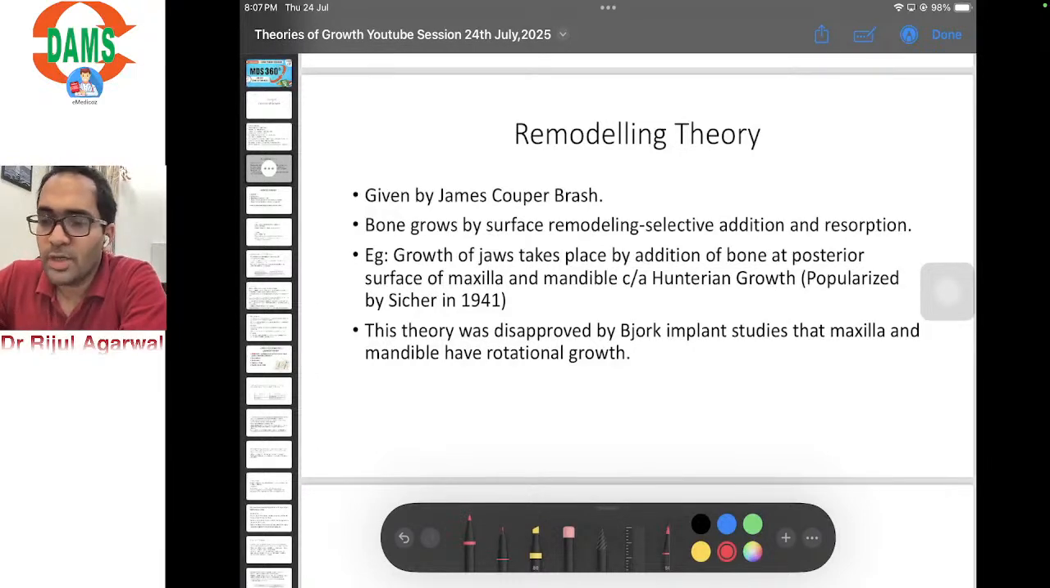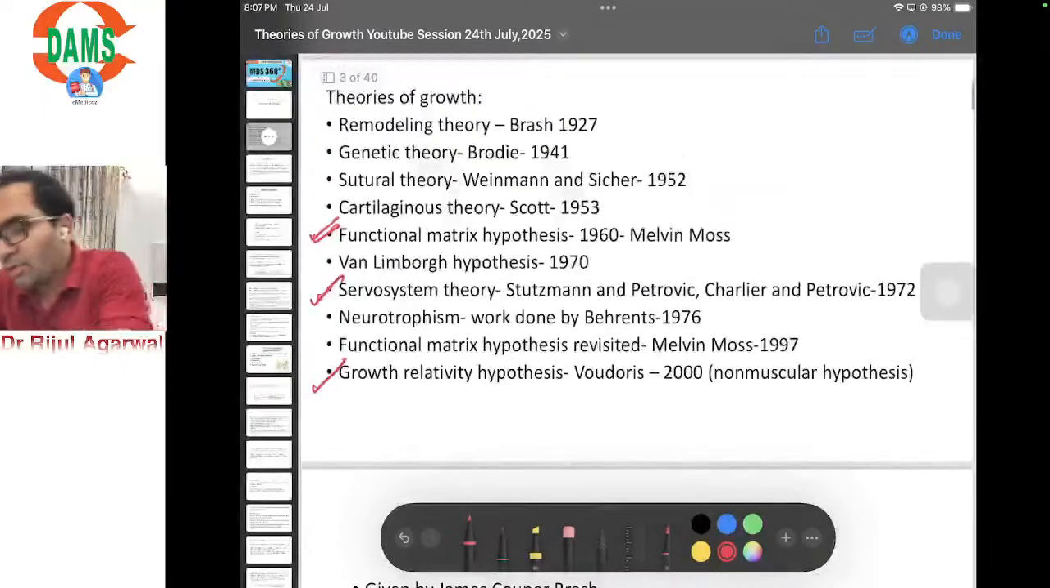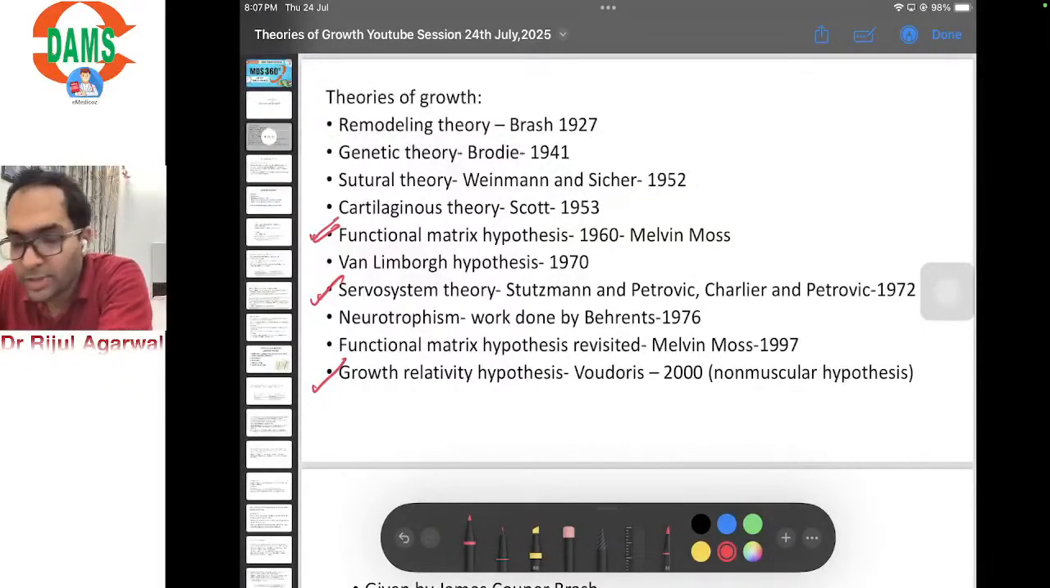So beginning with the initial theory, that is the remodeling. Before starting them, what I want to say is the basic crux of all these theories and this order.